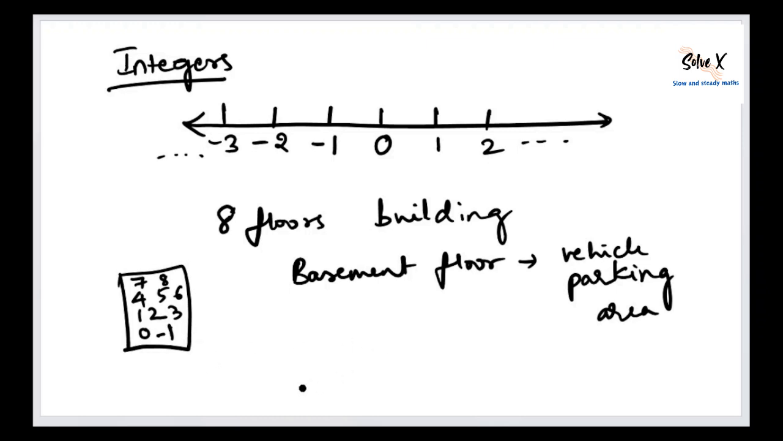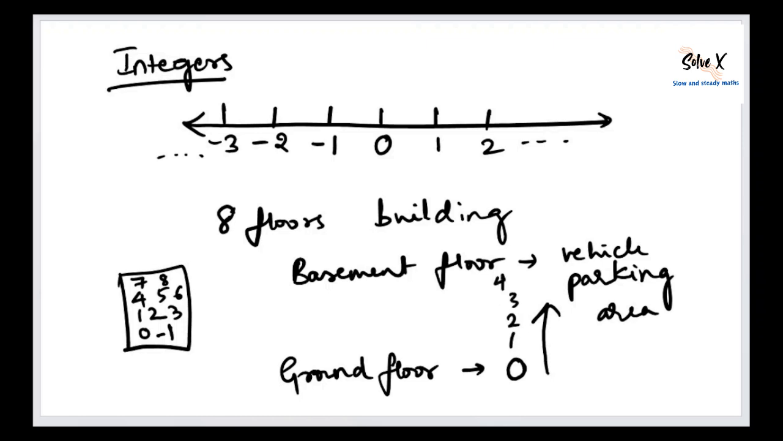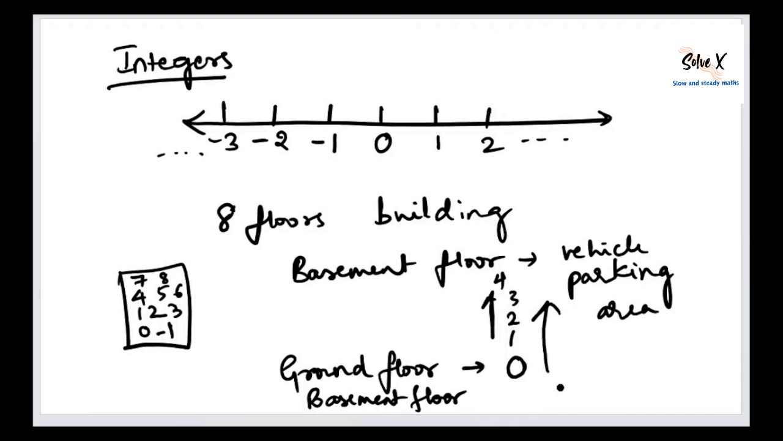So if I say the ground floor is 0, this is where it begins. All the floors above 0 will be 1, 2, 3, 4 and so on. And the basement floor is below the ground floor, correct? So it will be represented as -1.